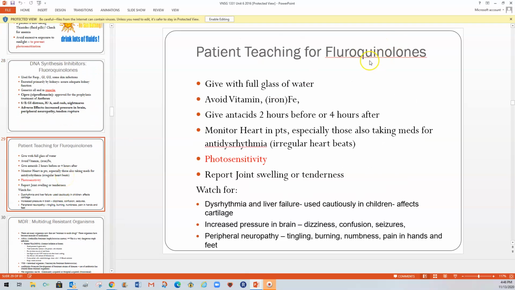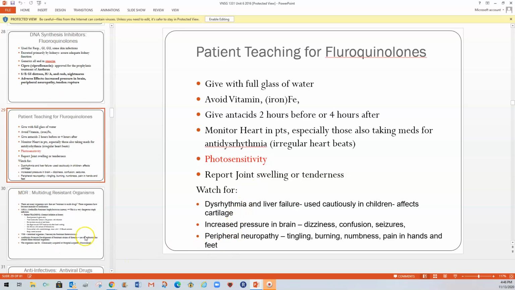Patient teaching for quinolones: give with water, avoid iron, avoid antacids, monitor the heart, watch for photosensitivity and joint swelling, and watch for big time effects.